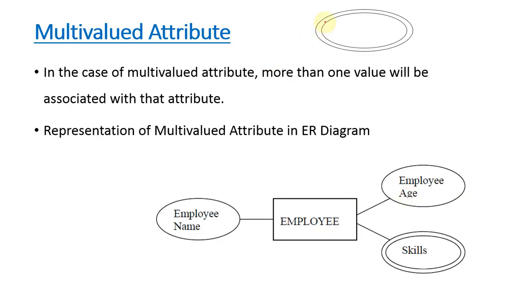Similarly, a multi-valued attribute is represented by a double ellipse. In a multi-valued attribute, more than one value will be associated with the attribute. So take the employee table: employee name, employee age and skills. Any employee can have more than one skill. It is not compulsory that every individual employee should have only one skill.